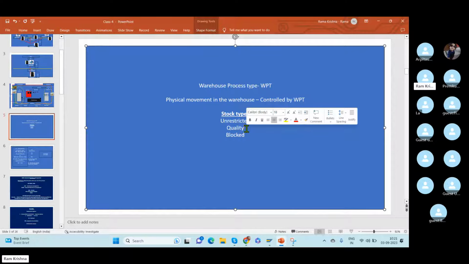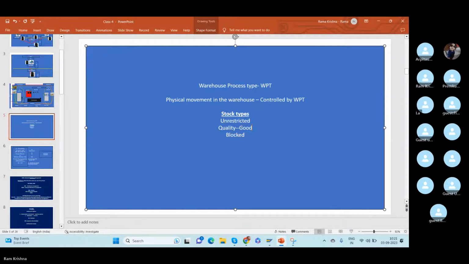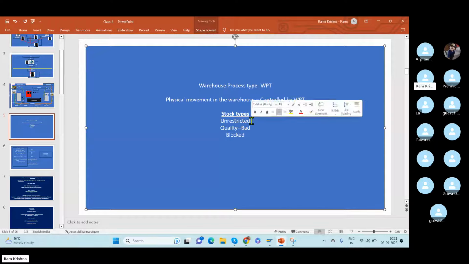And if the quality is good, what will they do? They will move the stock to unrestricted stock. If the quality is bad, what will they do? They will move it to blocked stock. Yes, you're right.